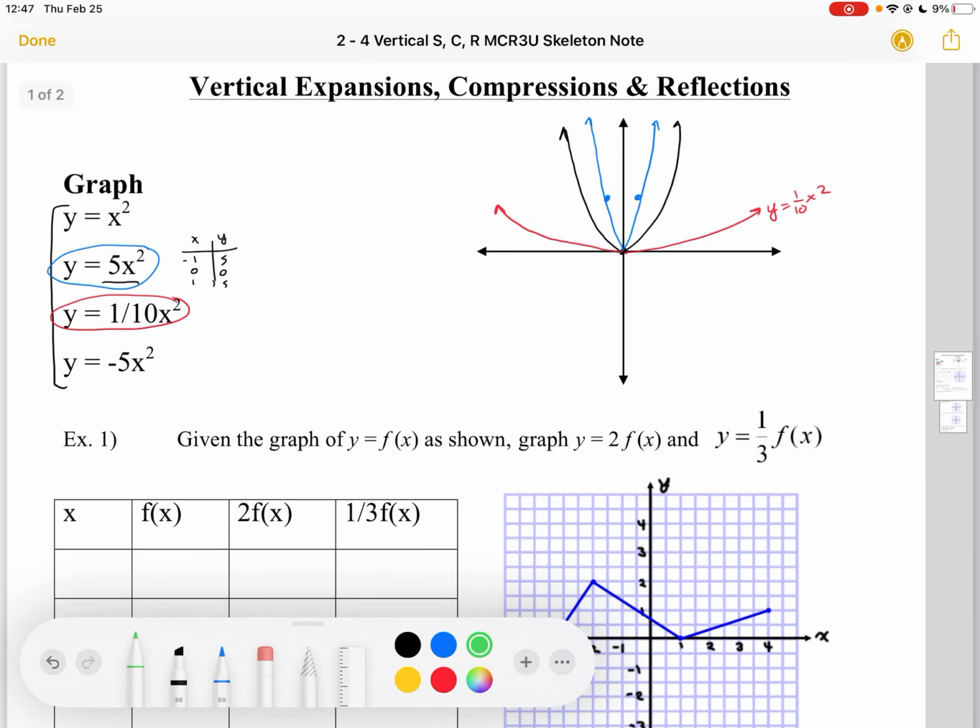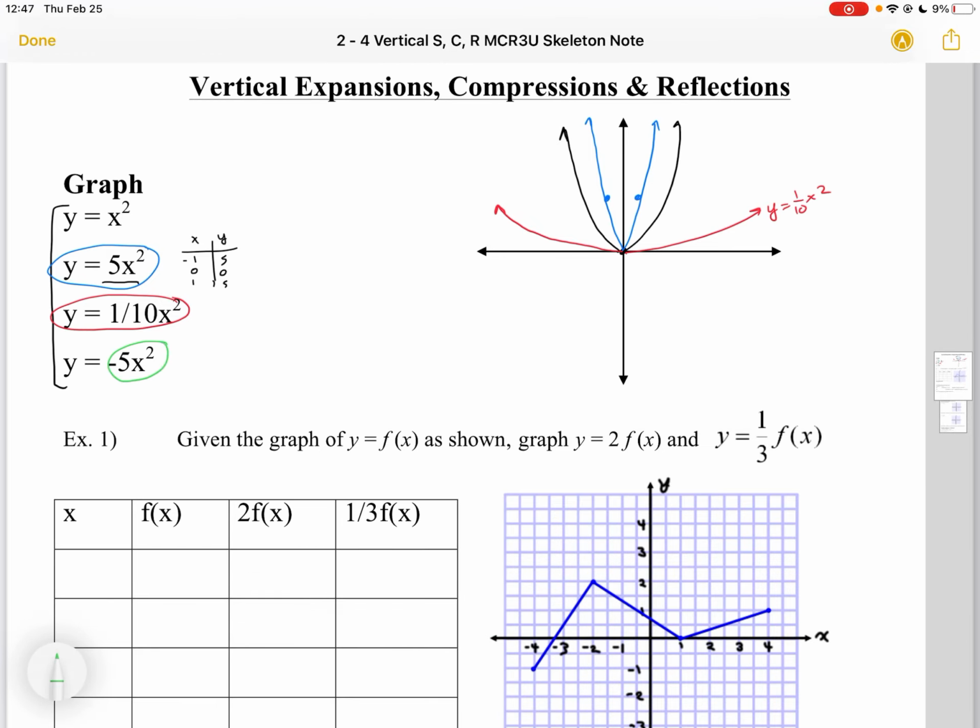And the last one that I have is y equals -5x squared. So again, visualizing my table of values, I'm going to have it the same width as y equals 5x squared, except I'm going to have it opening down. So those 4 summarize the effects of this a value on a function.